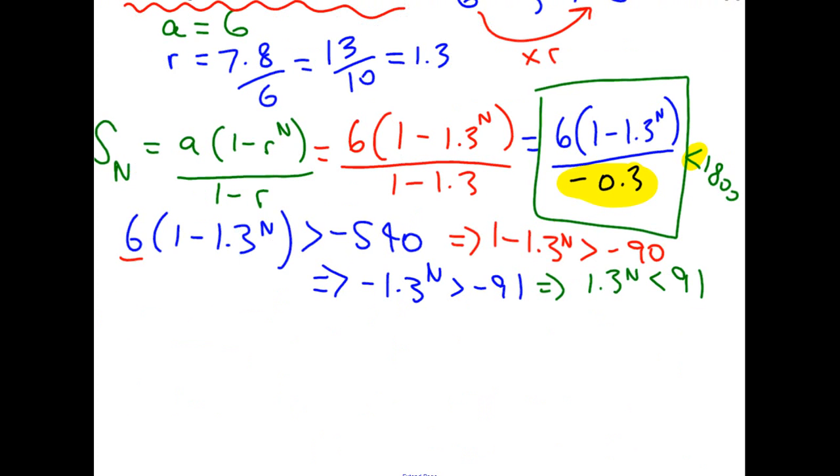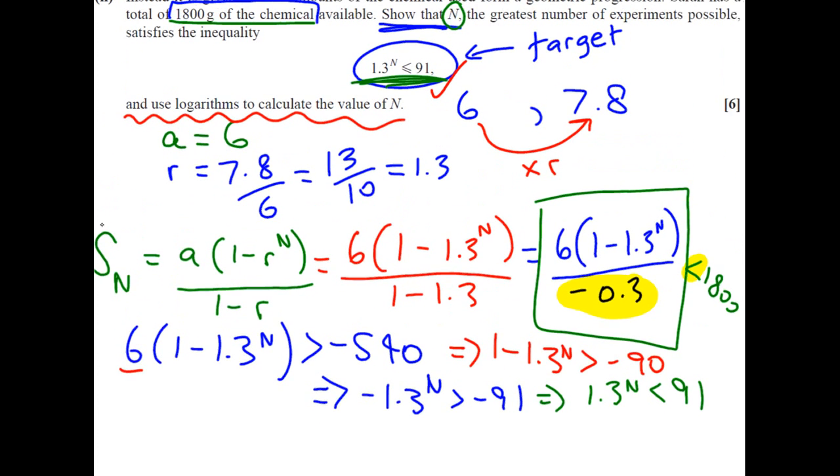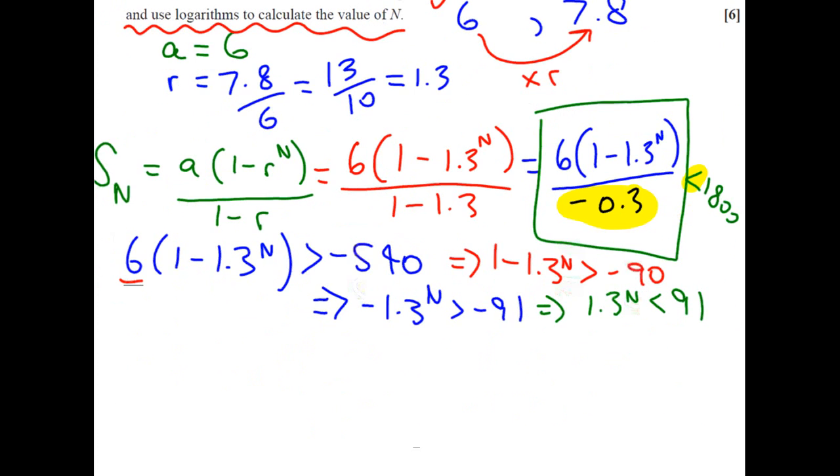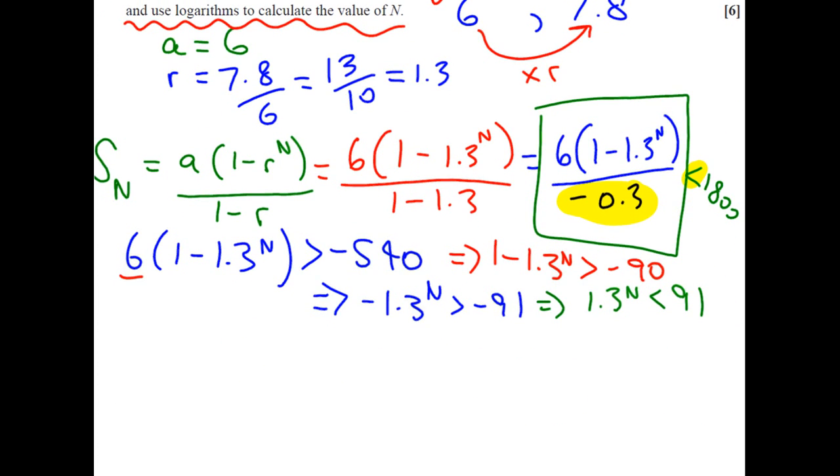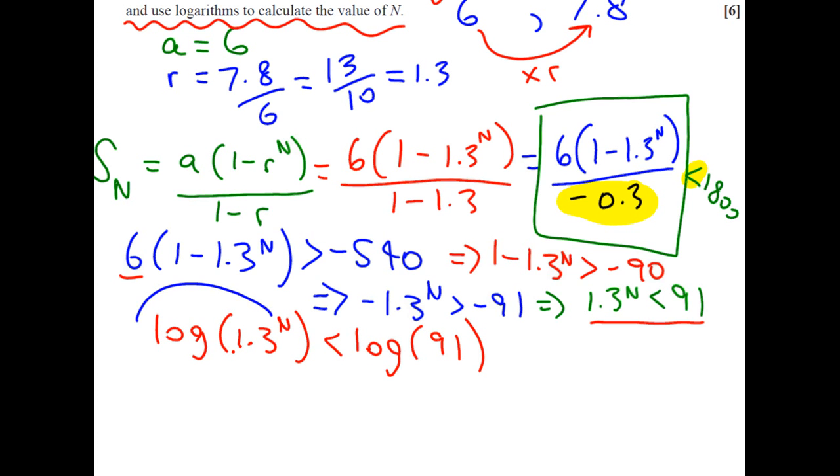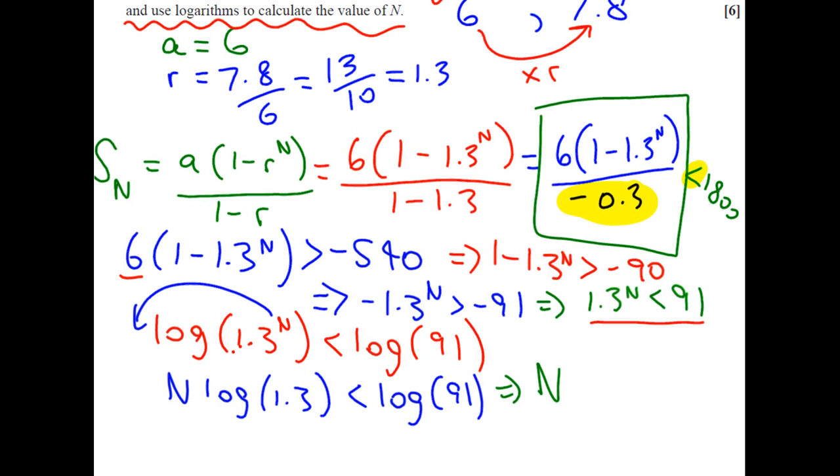Use logarithms to find the value of n. Remember what n is representing. n is representing the greatest number of experiments possible, so it has to be a whole number. So we're going to take log of both sides of this inequality, and we get that log 1.3^n is less than log of 91. Now you can bring your n up to the front using your power laws for logs. Now you're going to divide by log of 1.3. Remember, if we divide by a negative, we're going to have to change the inequality sign. So check on your calculator to see if log of 1.3 is negative or positive. It's positive, so we don't have to worry.